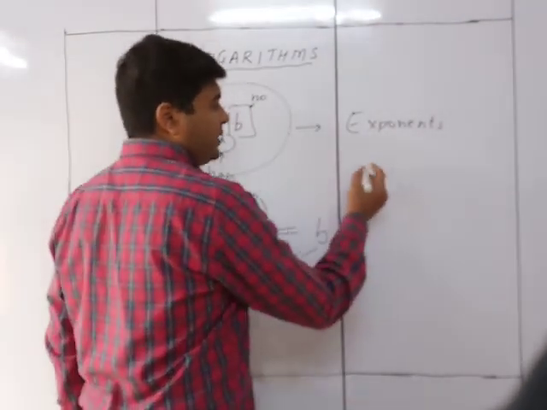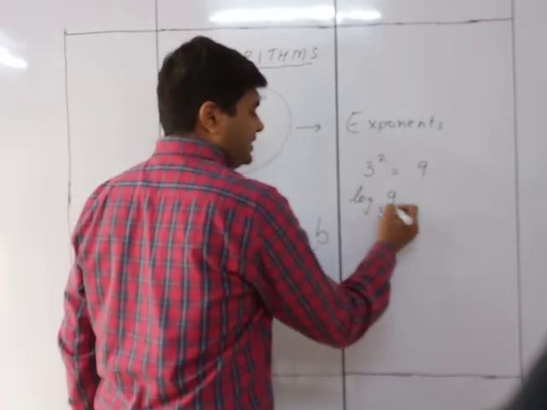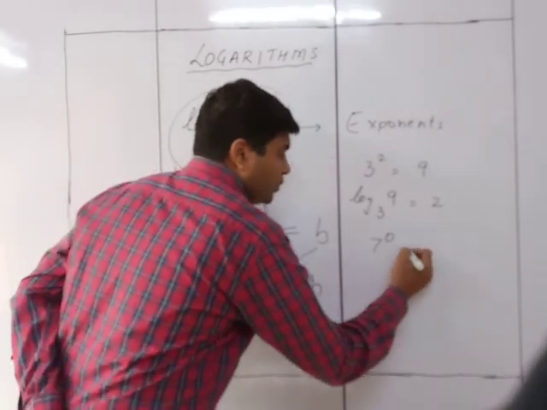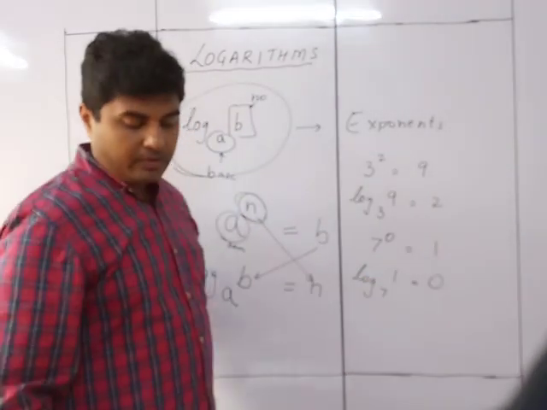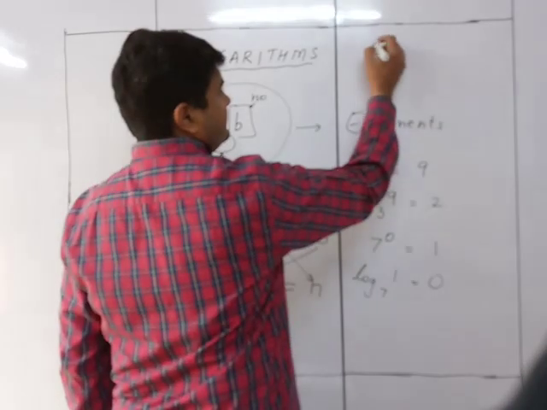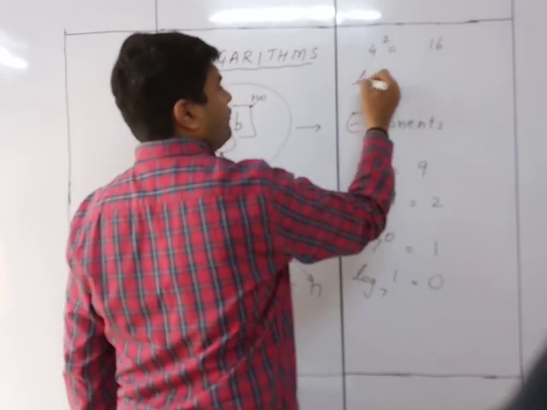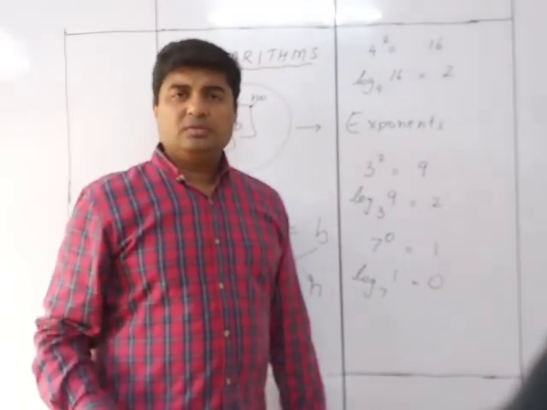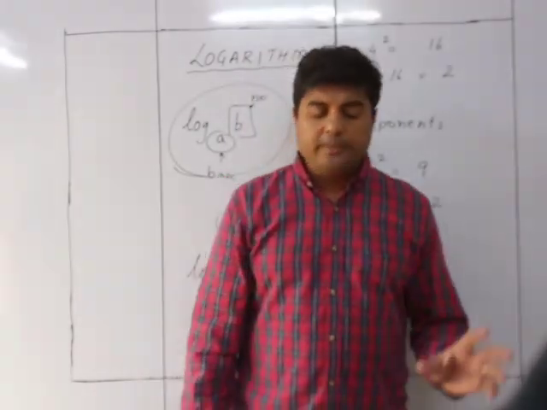Got it? Suppose I say over here 3 squared is equal to 9, that means log of 9 to the base 3 is equal to 2. Got it? Let's take another example. 7 raised to 0 is 1. That means log of 1 to the base 7 is 0. Got it? This is how it works. We can take another example. 4 squared is 16. So log of 16 to the base 4 is 2. Understood? This is how the log is connected to the exponents.